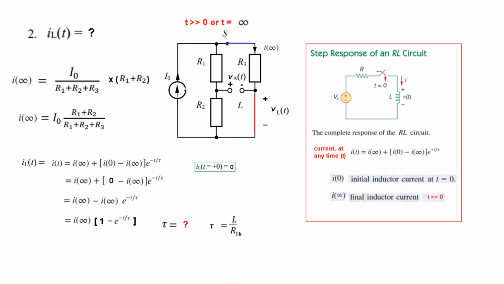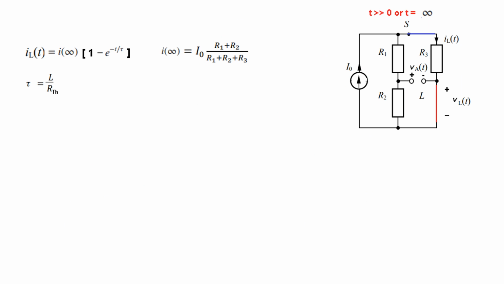For an RL circuit, tau is L divided by R Thevenin, or R equivalent. So we have to first of all find R Thevenin from this circuit. So next slide. Okay, so here we had found the equation for I_L(t). This was I infinity, and this is the formula for tau, L over R Thevenin.